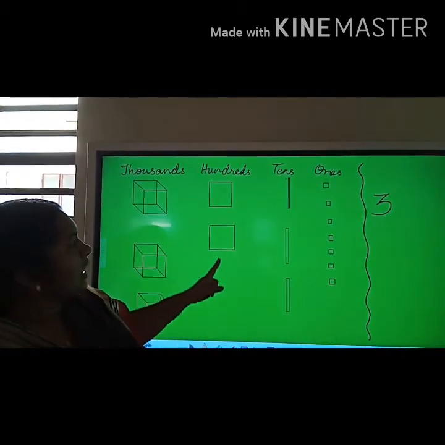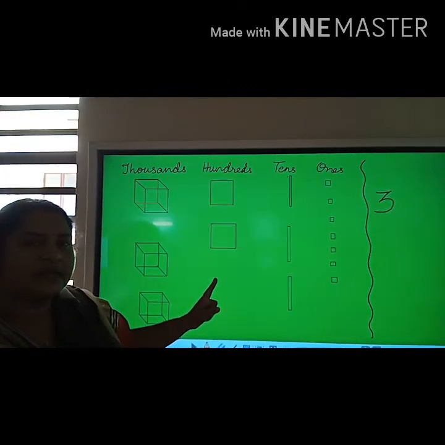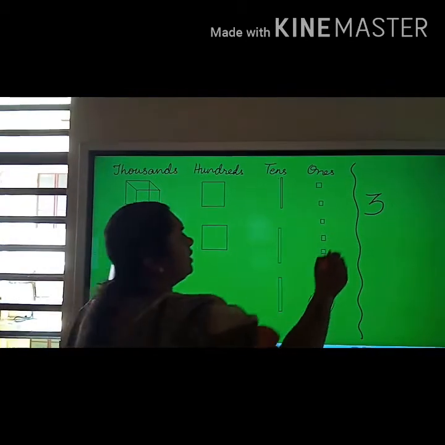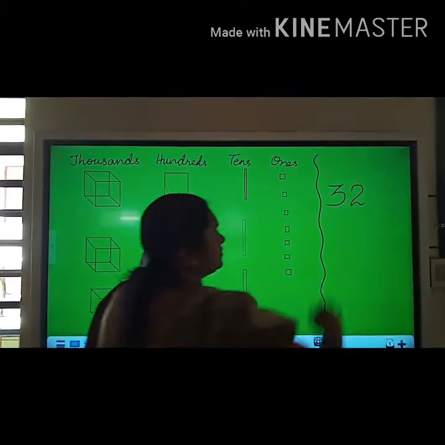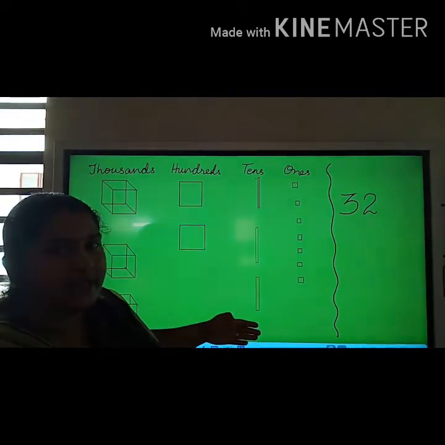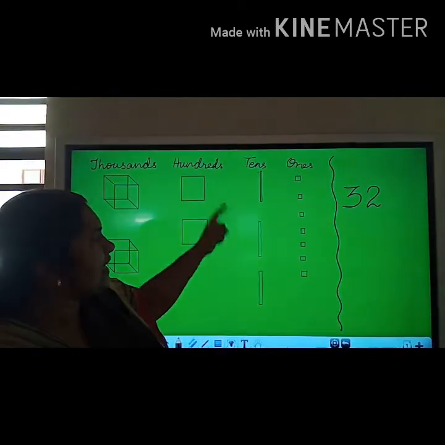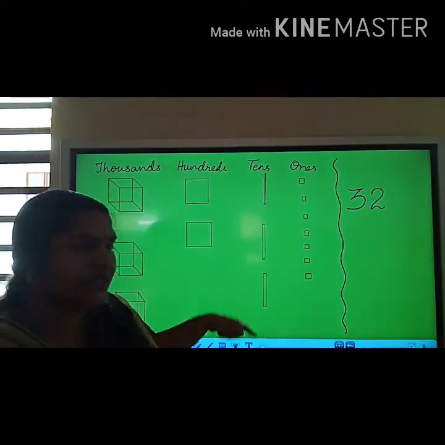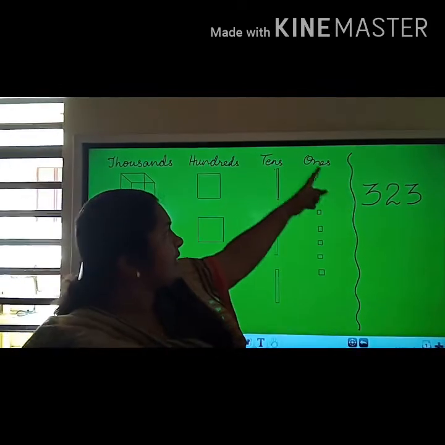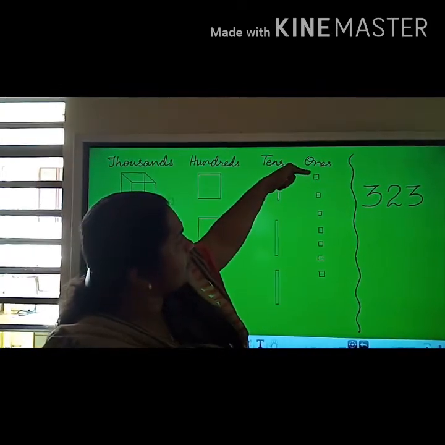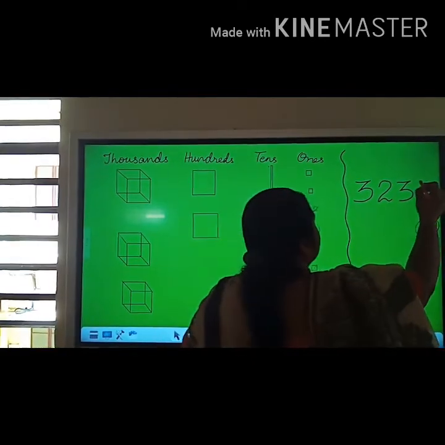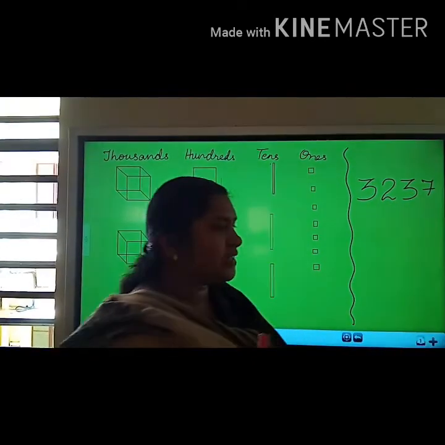Then we have hundreds. How many hundreds are here? 2 hundreds are given, so in the hundreds place, 2. In the tens place, what do we have to write? 1, 2, 3 strips are there, each of 10. So, 3 again we will write. And in the ones place, how many squares do we have? 1, 2, 3, 4, 5, 6, 7. So, you know how to read and write the number.